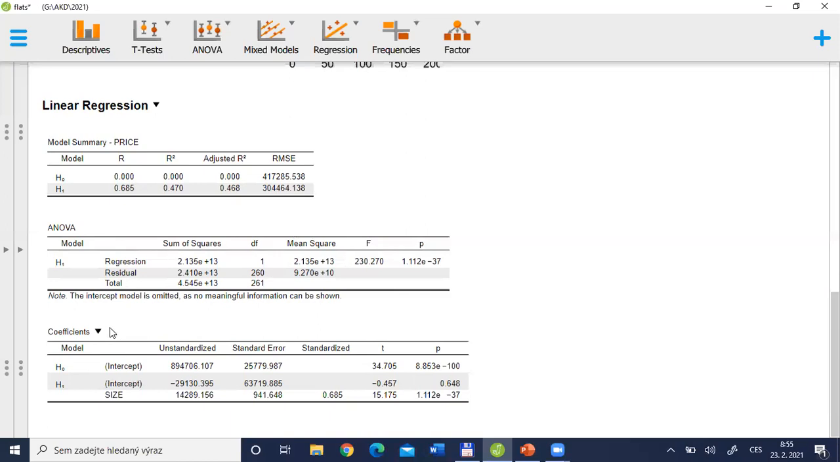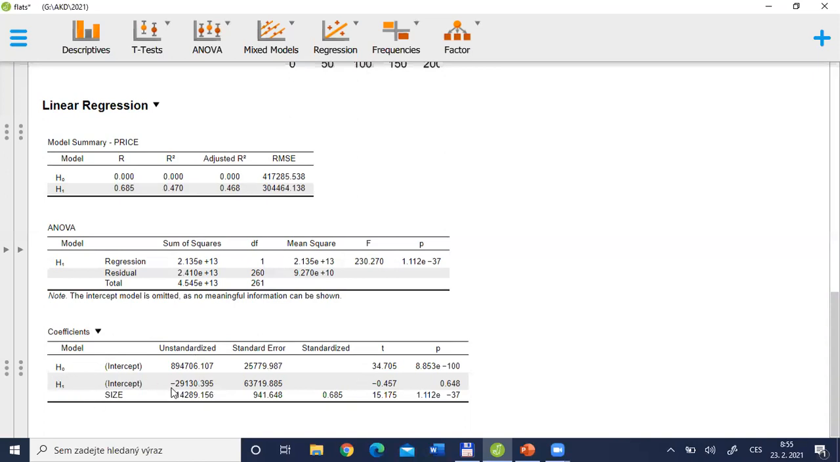And now we will switch to the most important table. If you are publishing results from regression, this is usually the classical table that is copied, and maybe R squared is added under this table as the classical result in a regression. So here is the classical table with coefficients. And once again, this is divided into two parts, H0 and H1. So for us, of course, the second part is important.